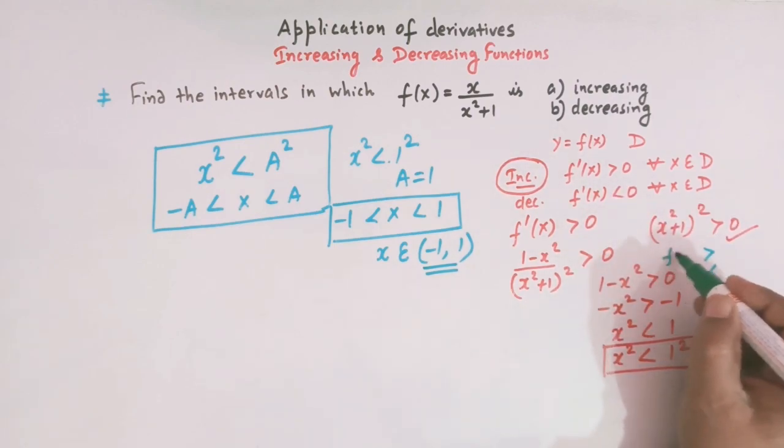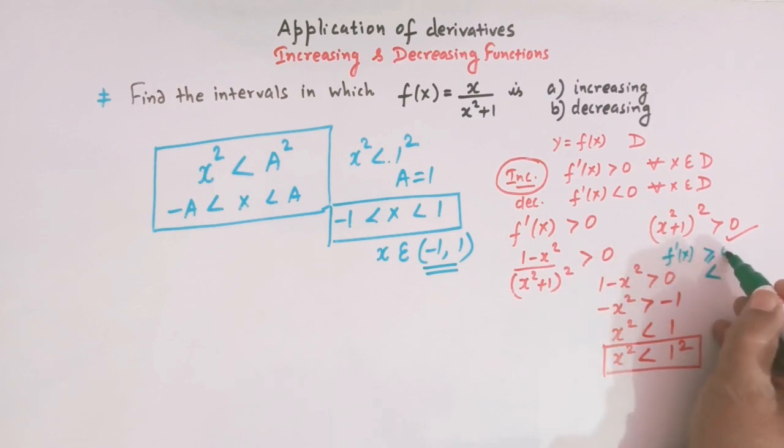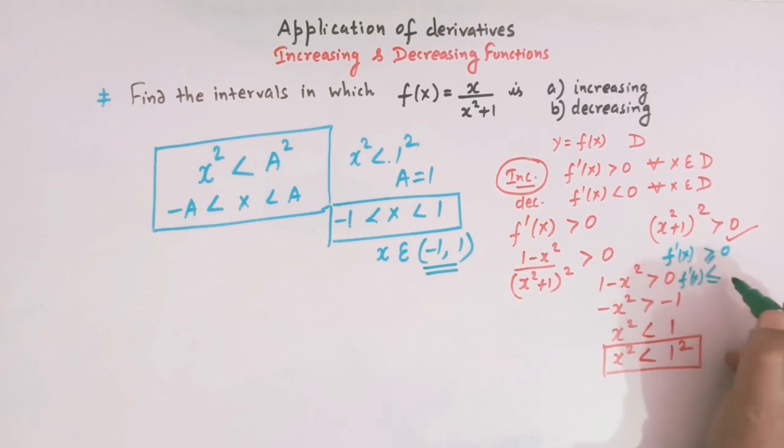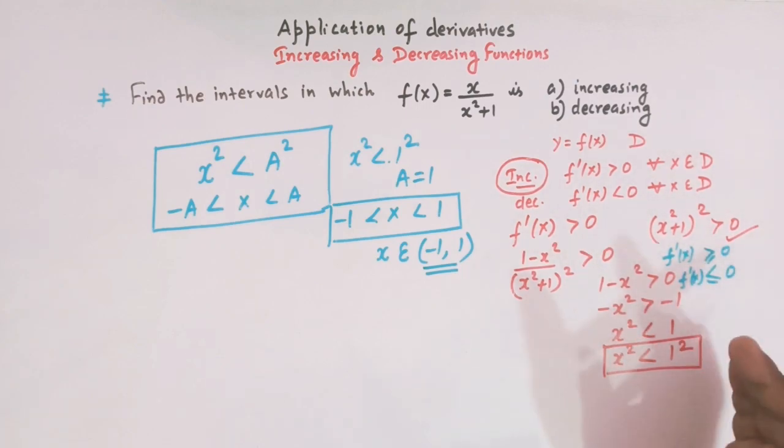See, if the derivative of a function is greater than or equal to 0, then we simply say that the function is increasing, right. And if the derivative is less than or equal to 0, then we simply say that the function is decreasing, right.